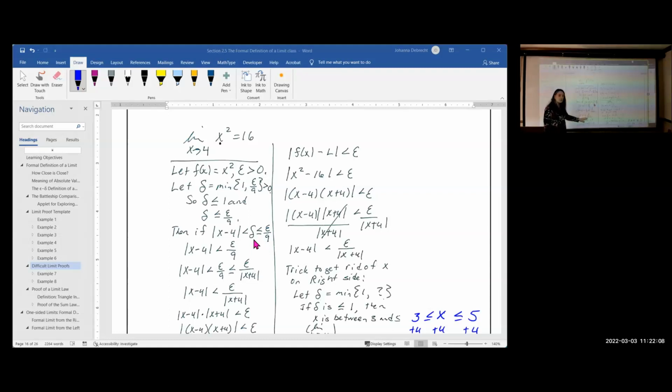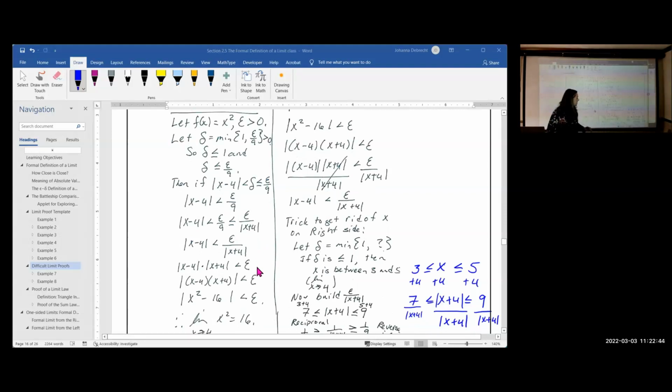And I start reversing the steps I did on the other side. Now, epsilon over 9 is less than or equal to epsilon over the absolute value of x plus 4. I found that over here based on my assumption that delta was not going to be any bigger than 1. So then I replaced the epsilon over 9 with the expression epsilon over x plus 4. That means that that expression is greater than the absolute value of x minus 4. Then I multiply both sides by the absolute value of x plus 4.